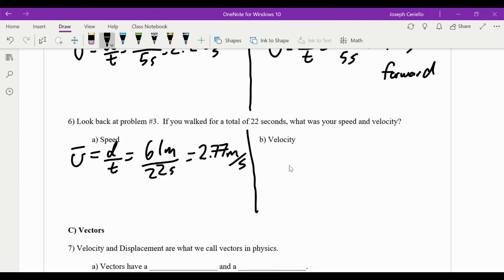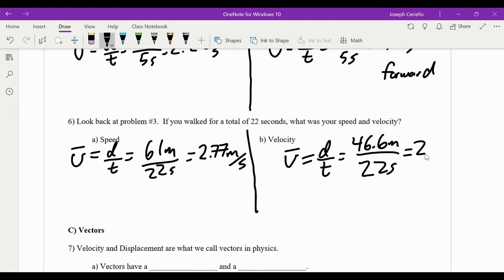meters per second. Our velocity is going to be displacement over time. The displacement is going to be 46.6 meters. And the time is 22 seconds. 46.6 divided by 22. We get 2.1 meters per second. Okay, and the angle is 22.7 degrees. You should throw that in.